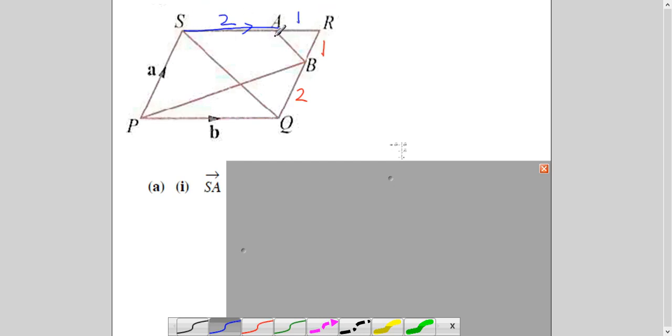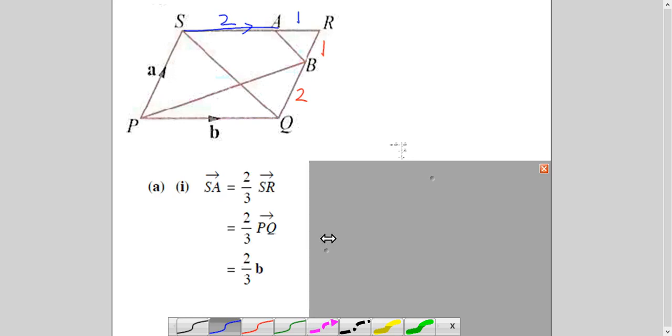I'm repeating, just like a fraction we say it, then we will write it down mathematically. But right now I'm telling you in words how we will speak about it. We will say 2 parts out of 3 parts of SR. So SA is basically 2 parts out of 3 parts of SR. This is how you will say it. And how will you write it? 2/3 of SR.